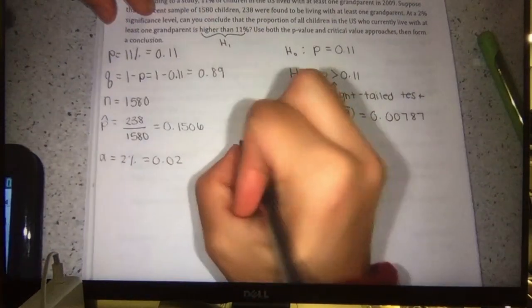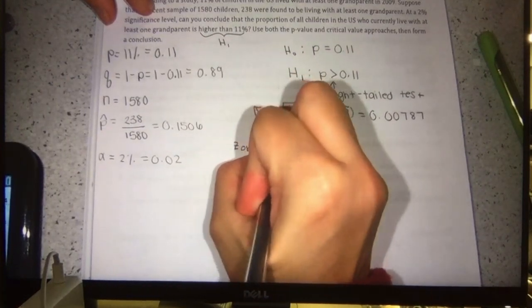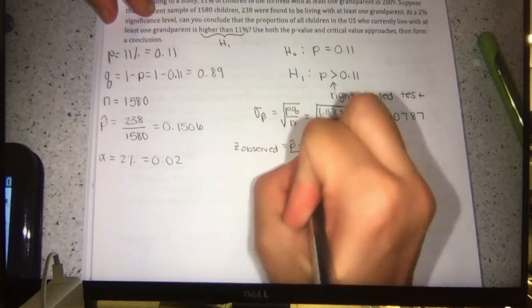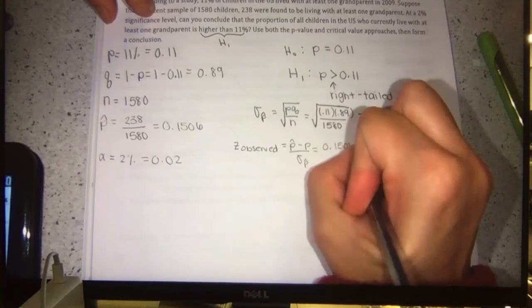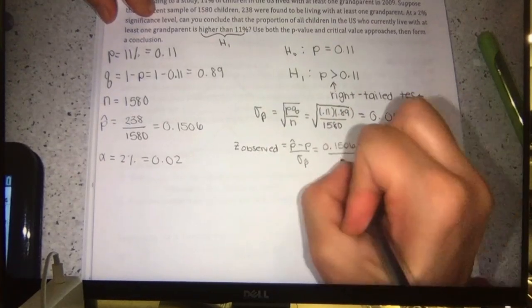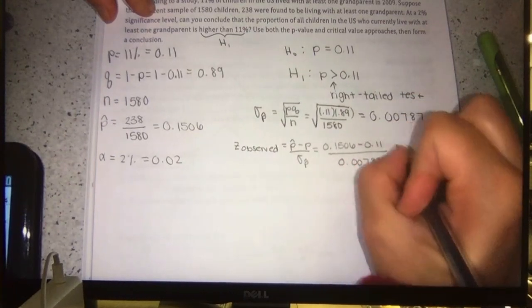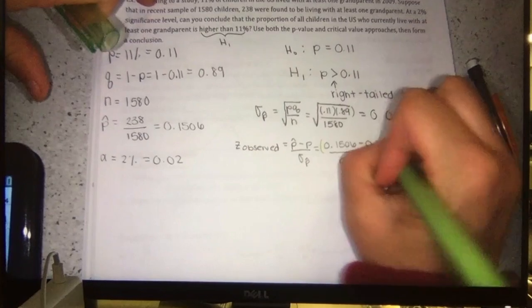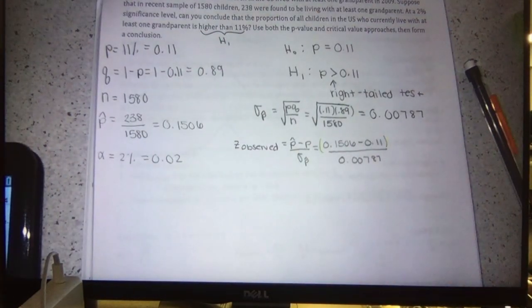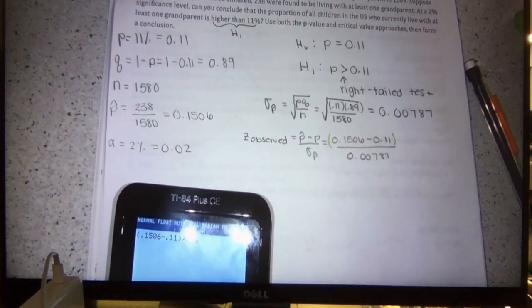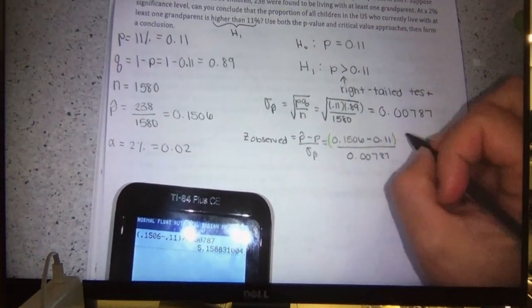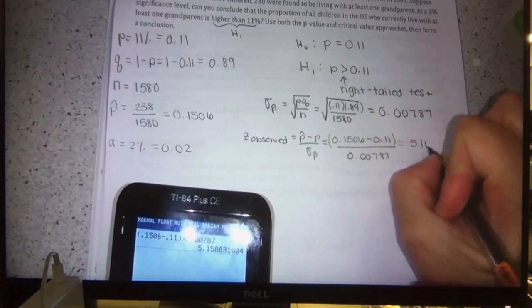Finding our z observed. We have p hat minus p all over that sampling standard deviation. So we have 0.1506 minus 0.11 all over 0.00787. Make sure to put the top of the fraction in parentheses. 0.1506 minus 0.11 divided by 0.00787, which will give us a z observed of 5.16.